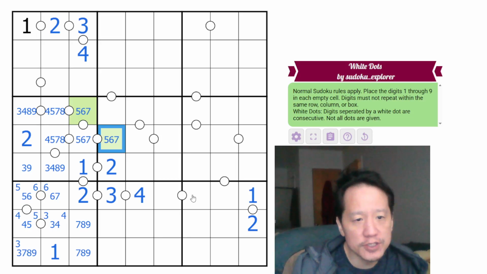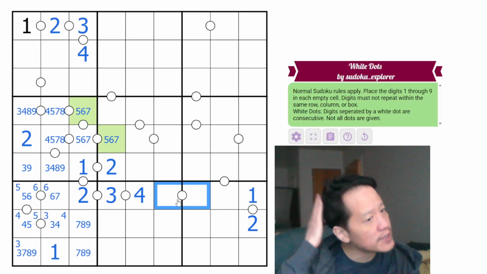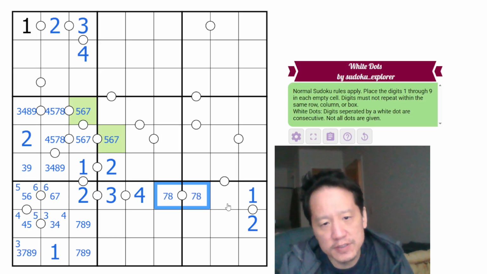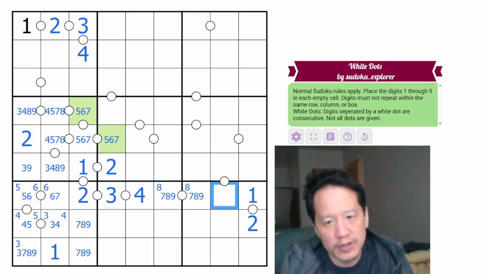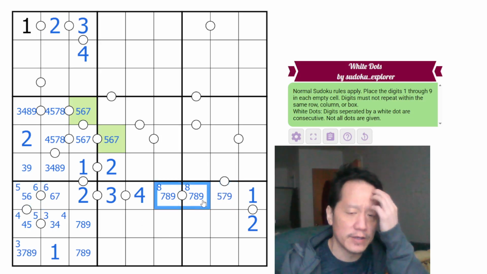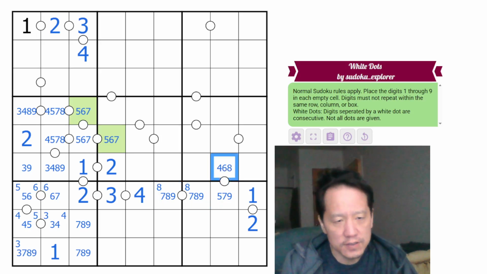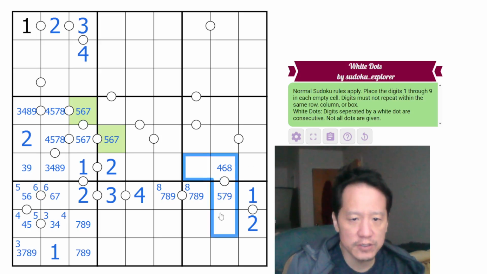Oh, so we know 6 is here. This cannot be 5, anything with a 6. So it cannot be 5, 6. Cannot be 6, 7. It could be 7, 8, or 8, 9. So this has to be 7, 8, or 8, 9. Which means 8 has to be one of these two digits. So this can't be 8. It could be 5, 7, or 9, because it cannot be 6 and it cannot be 8. 5, 7, or 9 are consecutive with 4, 6, and 8 only. So those are the possibilities there.